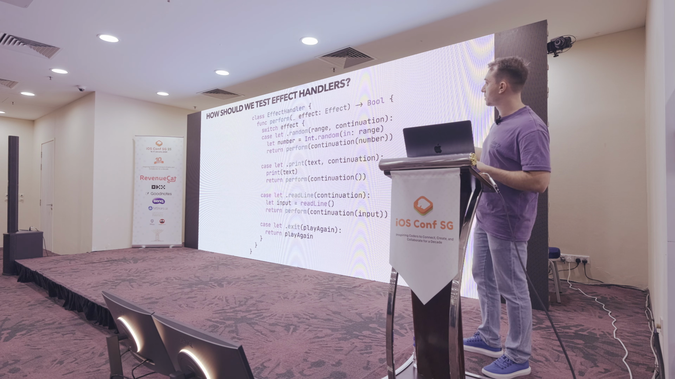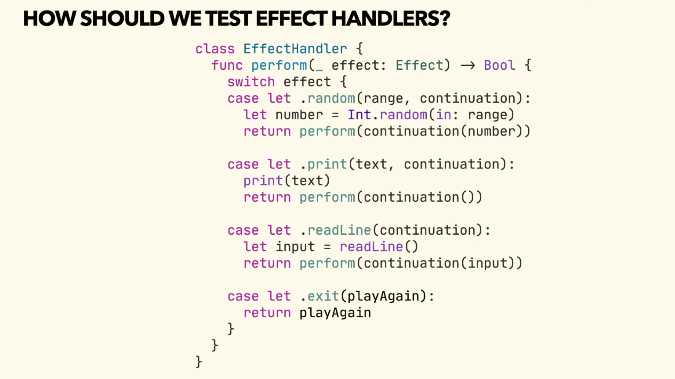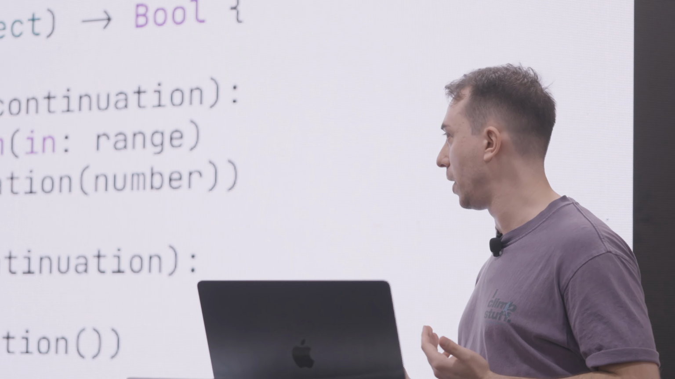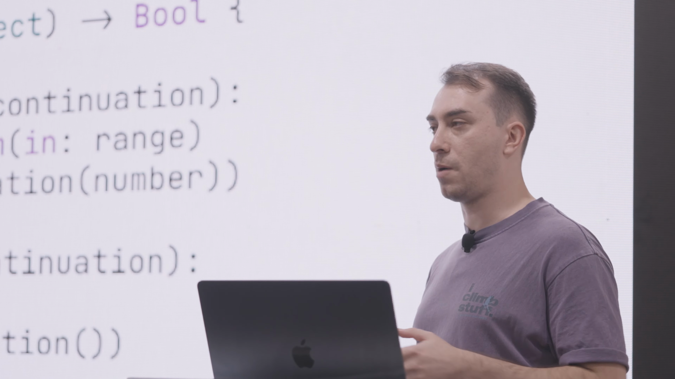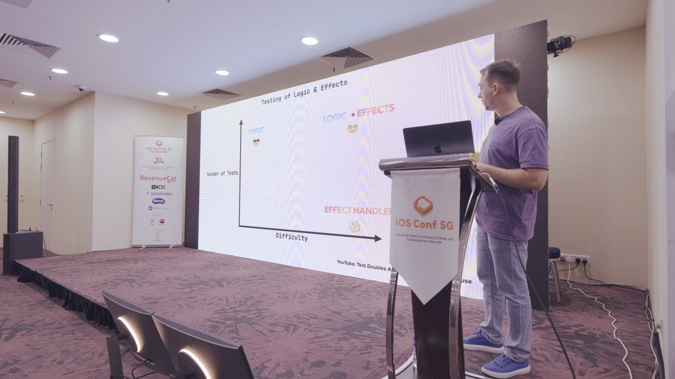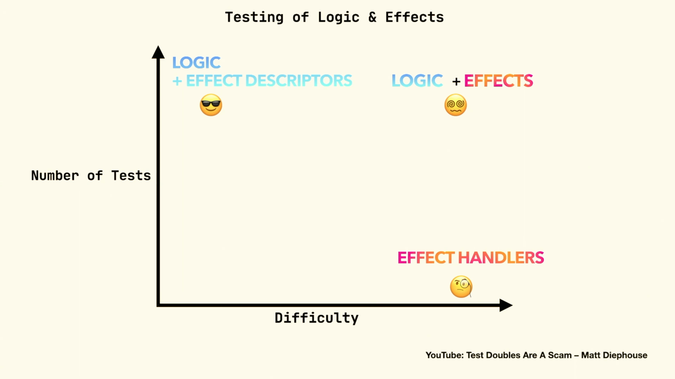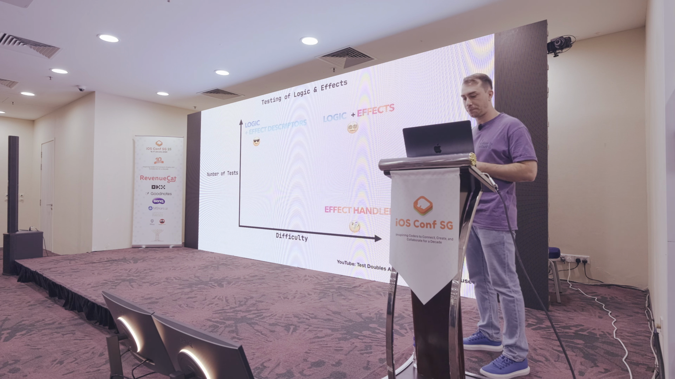Now, how do we test effect handlers, like the actual mappings of effect descriptors to side effects? The answer is, we test them using proper integration or end-to-end or UI tests. We don't need to unit test this because we managed to unit test our program completely without even needing any notion of side effects. So going back to our diagram, we can test logic with effect descriptors easily, with a large number of very simple, straightforward input-output tests.